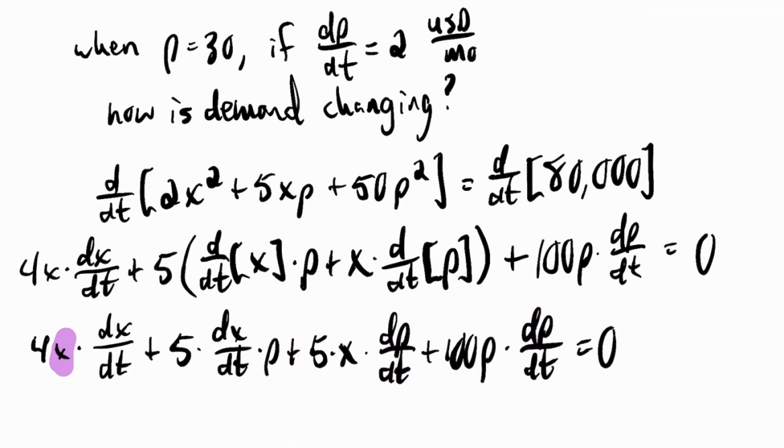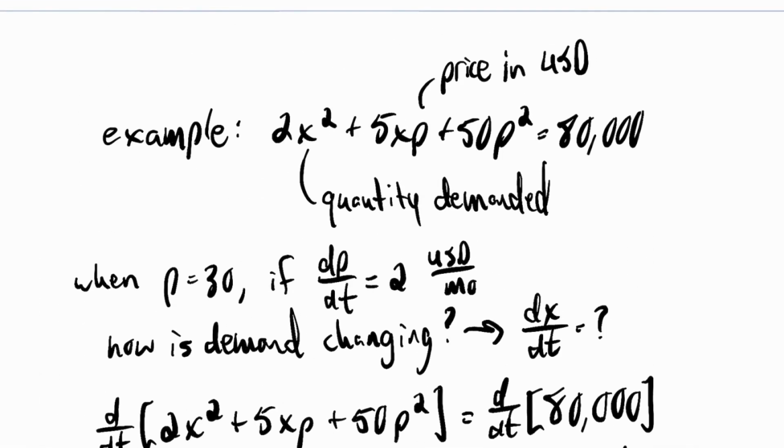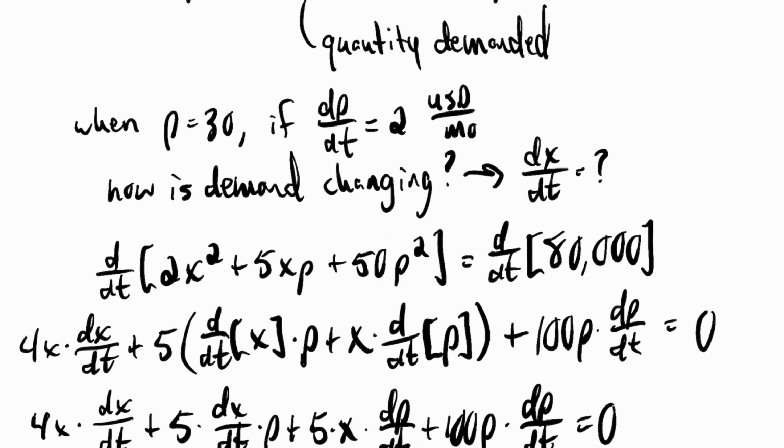So I'll make a note of that up here. dx dt equals question mark. That is what we're looking for. Okay. Now, I don't have a number for x. I wasn't given a number for x. I was given a number for p, and I was given a number for dp dt, but I was not given an x value. So we have to find an x value. So go ahead and pause the video and think for a minute. How are we going to do that?